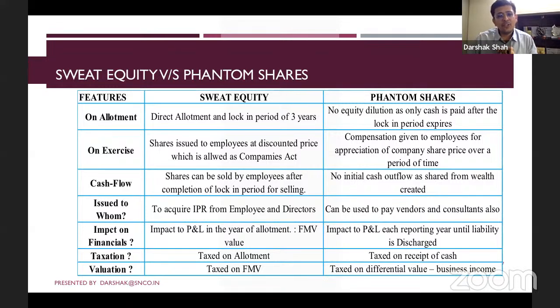In terms of valuation, it is fair market value, and as far as phantom is concerned, it's a differential value, of course, because what I'm going to get is the differential value. So if I have locked myself at 100 rupees, from 100 rupees, whatever is the appreciation which I'm eligible for, I'm going to get the benefit of that, right? So that's the differential value, which is going to be taxable in the hands of either a vendor, consultant, or whoever is eligible for phantom shares. So that's all about the differentiation between sweat equity and phantom shares, right?